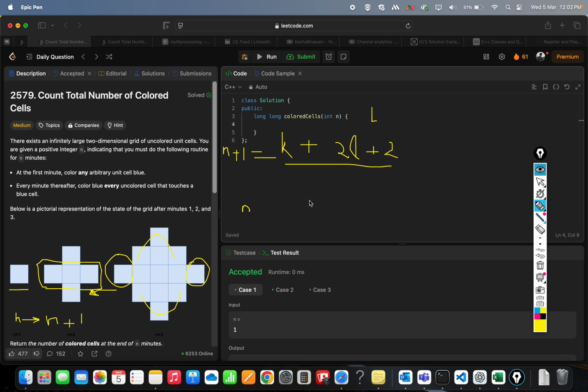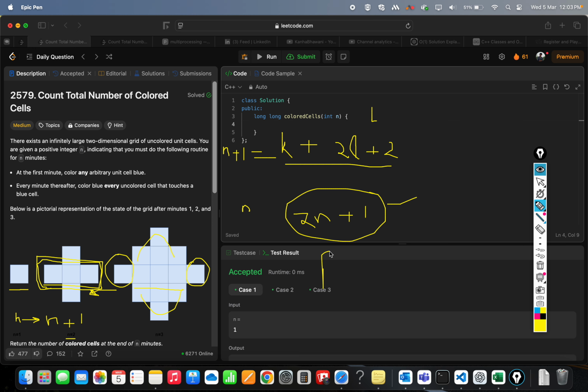So we can say that at any n, the width will be, this is 1, this is 3, this is 5. So this is the pattern of odd numbers. So at any n the width will be 2n plus 1. This is the simple odd formula, right? So this is the first thing.